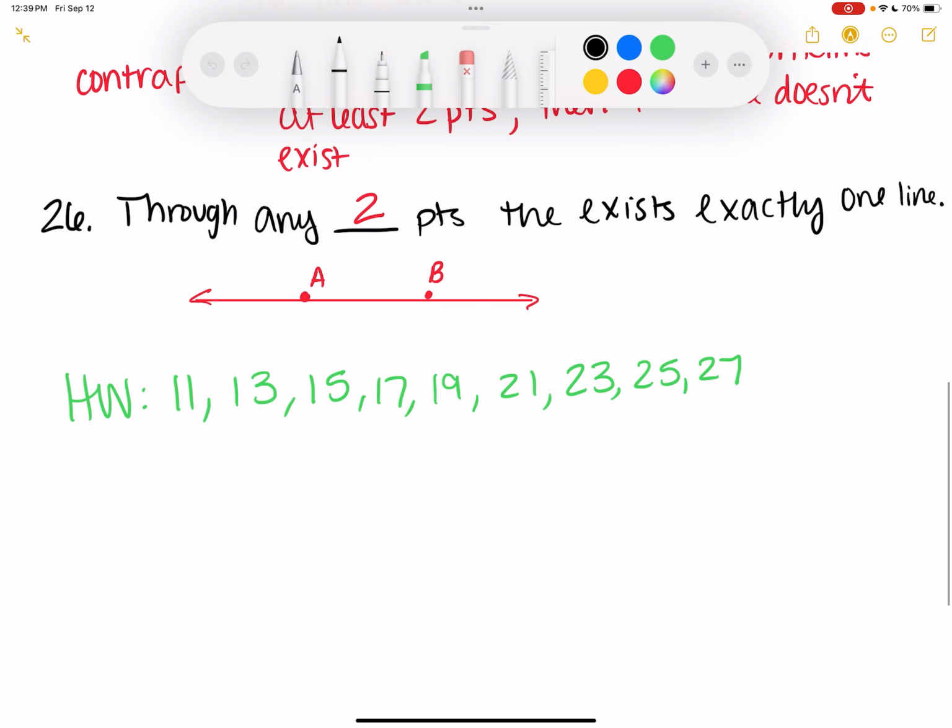On number 30. So these ones, there's a diagram, and it says use the diagram to state the postulate that verifies the truth of the statement. And so, let me grab my little postulate book over here.